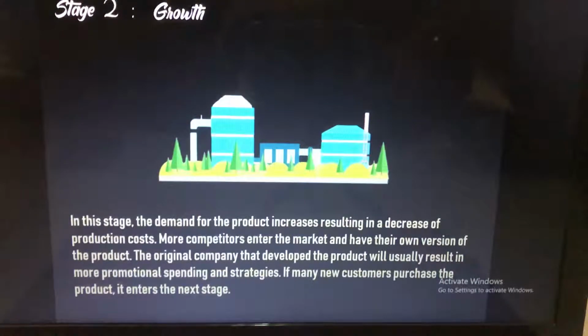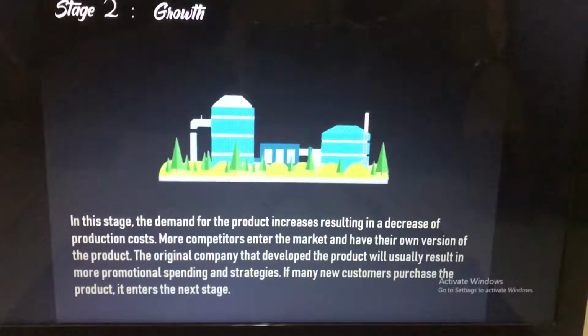Now, moving on to the next stage, which is growth. In this stage is where the company starts to make real money, where the revenue starts to come in high quantity. So in this stage, usually when the product is entering the growth stage, other companies would start to make their own version of the stuff that you are trying to sell.